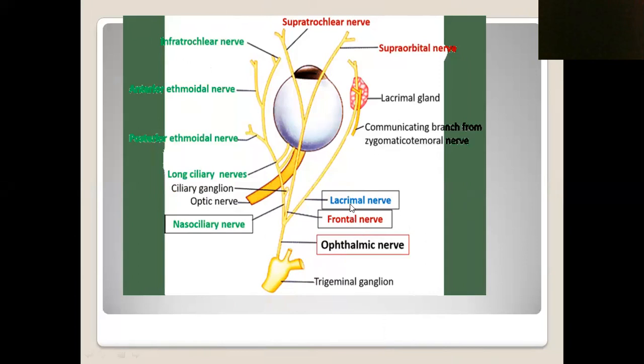See, lacrimal, frontal, and nasociliary. Okay, imagine this is the trigeminal ganglion. So this ophthalmic nerve arises from the trigeminal ganglion. From there, it runs forward. In this forward course it passes through the cavernous sinus. Okay, see this area. So here inside the cavernous sinus, it divides into three branches: nasociliary, lacrimal, and frontal. Now we are going to see the details of these branches.